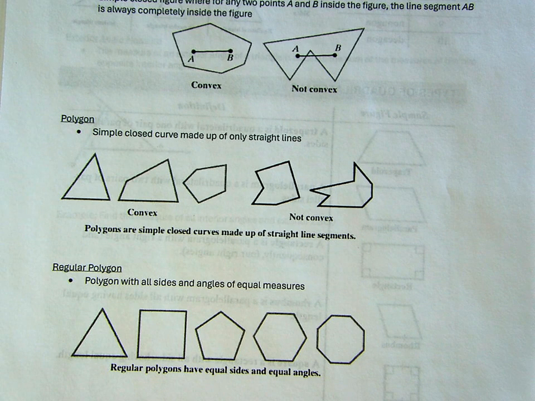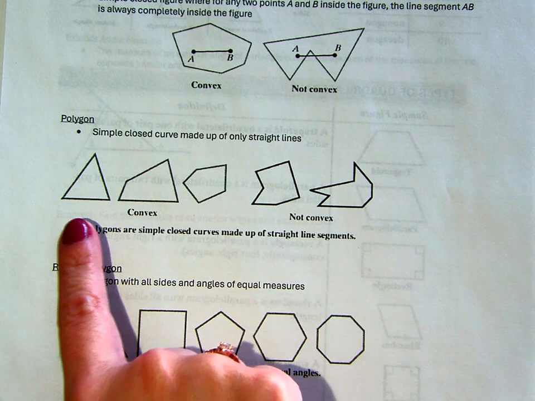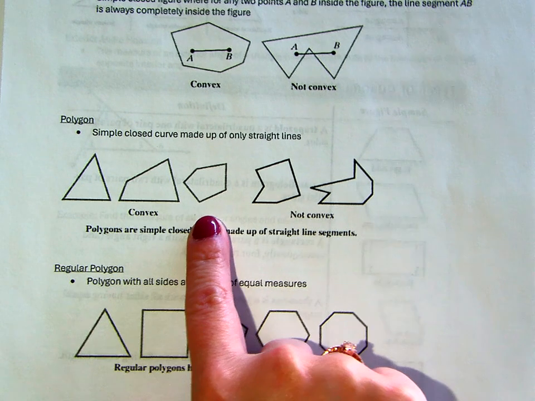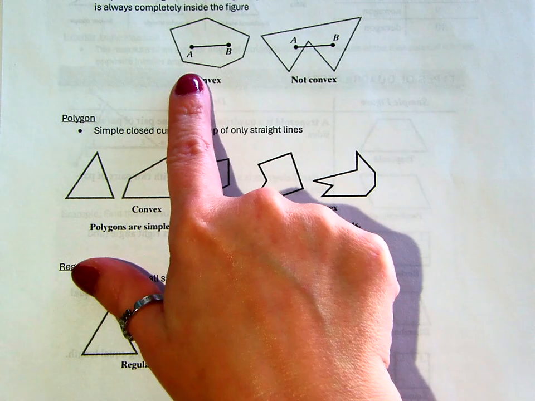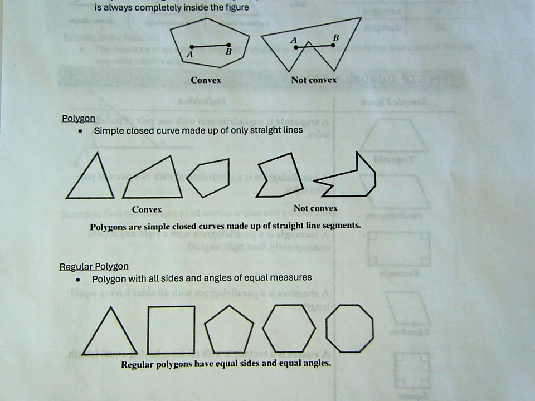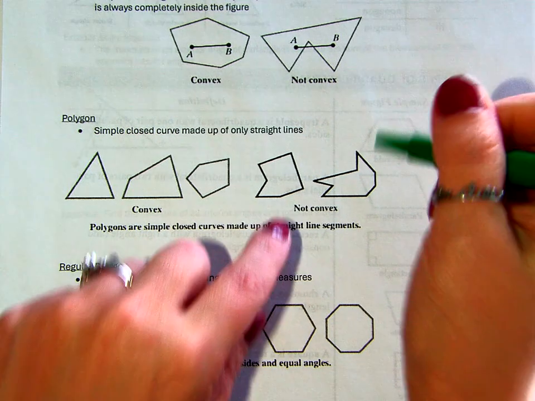But we also would call these polygons. Poly means many, so they're many-sided shapes. These first three, that are a little bit lighter on the copy, are convex. I could draw a straight line through them, and the straight line would stay inside. These other two are not convex.